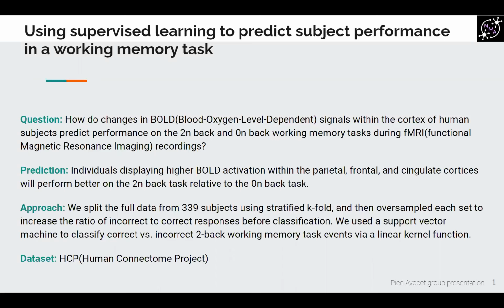We had data from 339 subjects, and we performed stratified k-fold and oversampled the incorrect responses before classifying. And we used the support vector machine classification between the correct and the incorrect 2-back working memory task events.